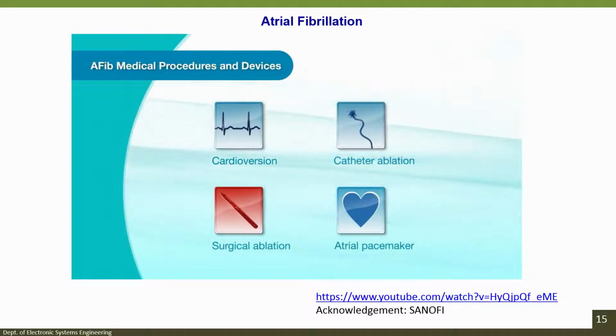Surgical ablation is a surgical procedure to destroy the cells causing abnormal heart rhythm. It may be used when other treatments have not worked. The surgeon treats the surface of the heart directly rather than relying on catheters and x-rays to reach the heart. For some patients, a small battery-powered device called an atrial pacemaker may be implanted under the skin to generate electrical signals to regulate heartbeat.